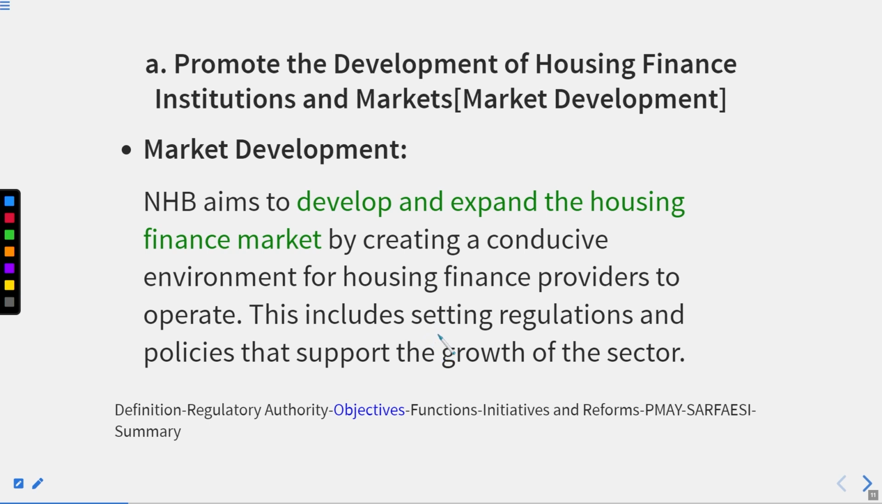Like if you want to grow some sector, the first thing is you have to ensure that that particular sector is not only equipped with modern means but also regulated properly, so that it could prevent malpractices, mismanagement, and even unhealthy competition. That's why market development aims that a conducive environment should be provided and also rules and regulations be set.